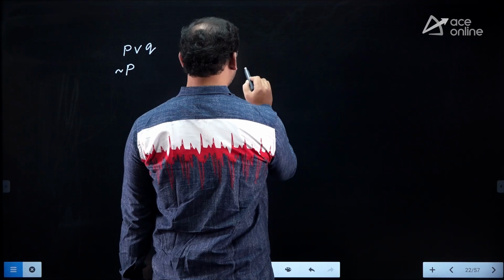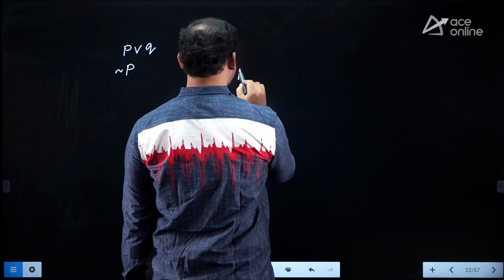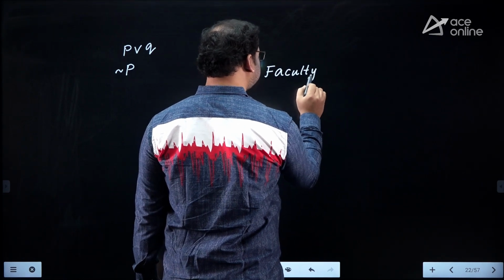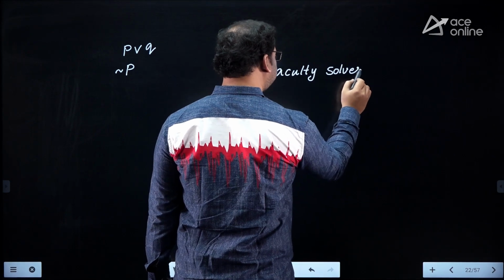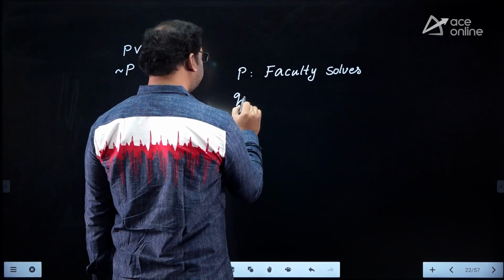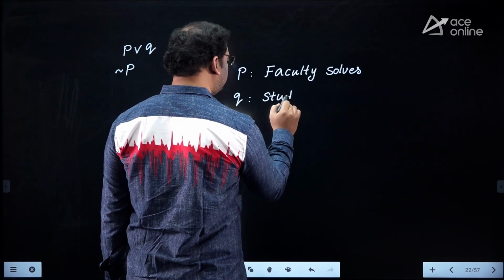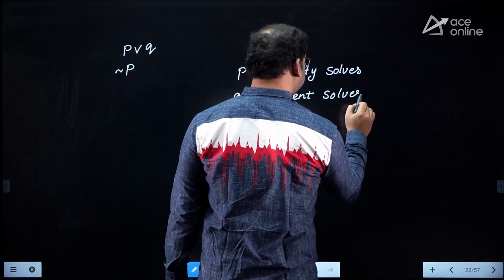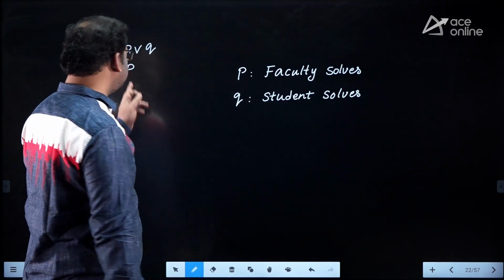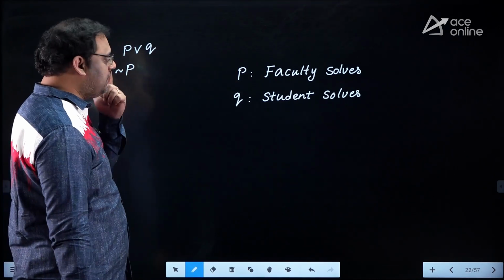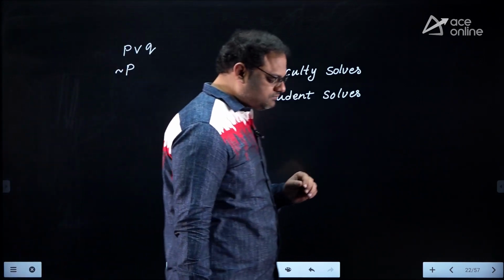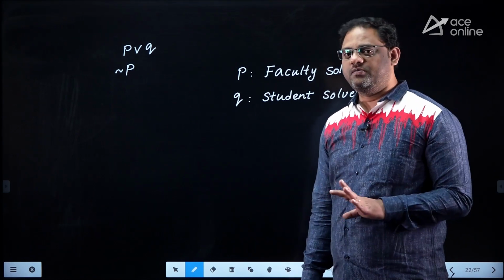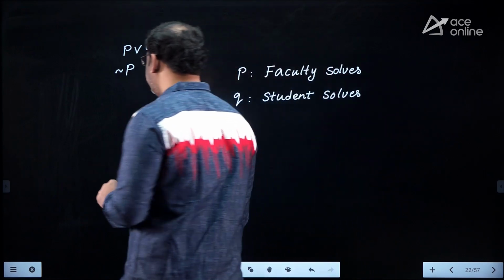Let us suppose P is a statement that the faculty solves the problem, and Q is a statement that the student solves the given problem. What does P OR Q say? P alone can be true, Q alone can be true, both P and Q can also be true. Maybe the teacher can solve the problem, or the student can solve the problem, or both can solve the problem also. But in the next statement, I have given negation P.